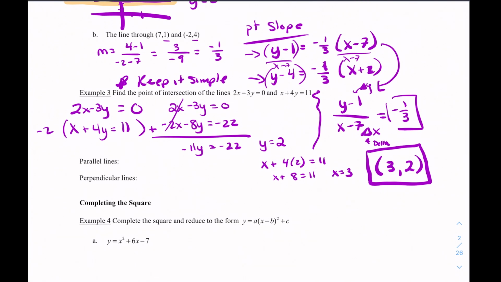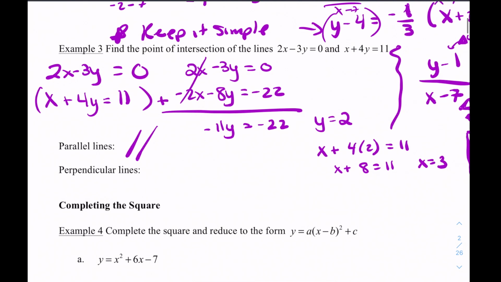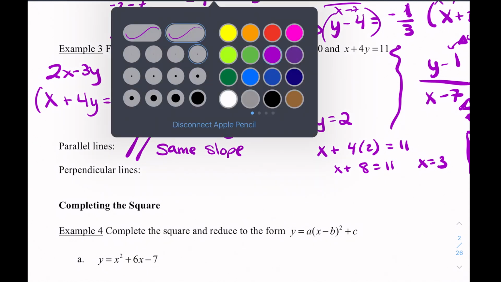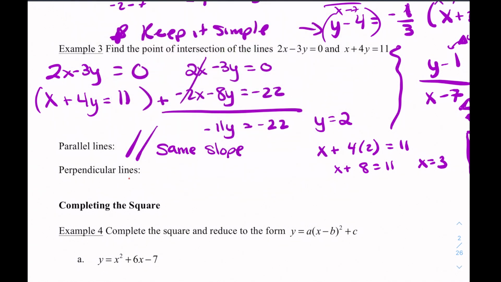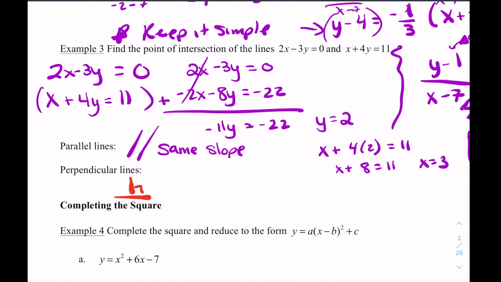Okay, parallel lines. Two lines that never cross. Parallel lines have the same slope. Perpendicular lines, on the other hand, meet at a 90-degree angle. So how do you find the slope of a perpendicular line, or the normal line, or the line tangent?